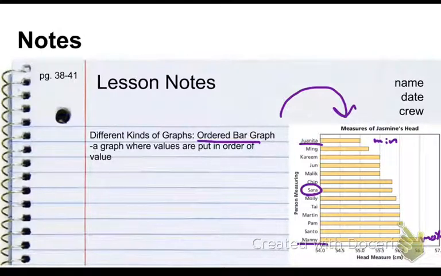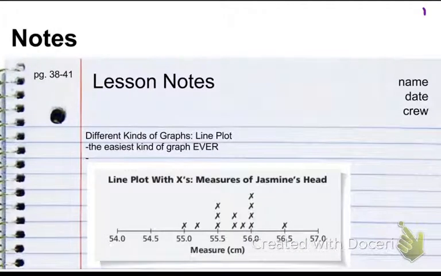But I'm going to talk about my favorite type of graph, which is the line plot. And the line plot is the easiest kind of graph there ever was. The line plot works like this. We take a bunch of numbers. So for instance, we measured a bunch of people's heads, and each of these X's here represents a person. We don't even bother writing the names down. We basically just make a really simple bar graph. And each X shows us where somebody landed.